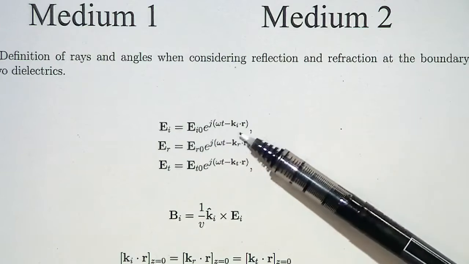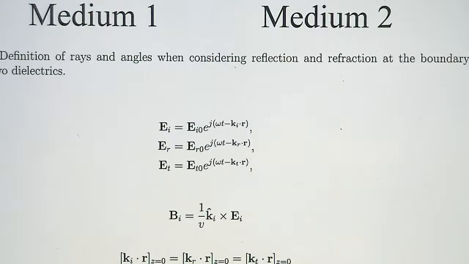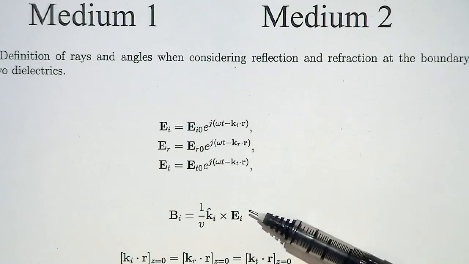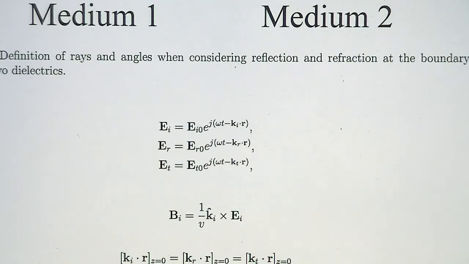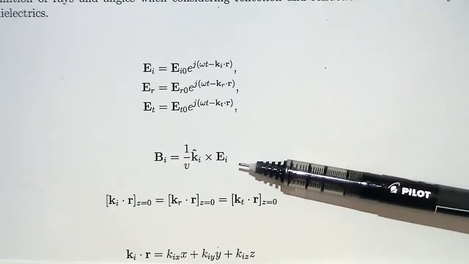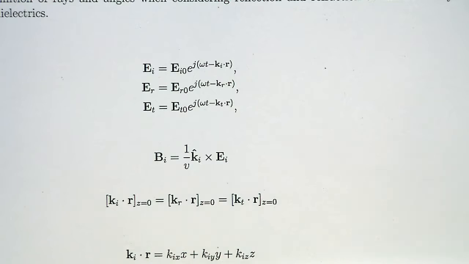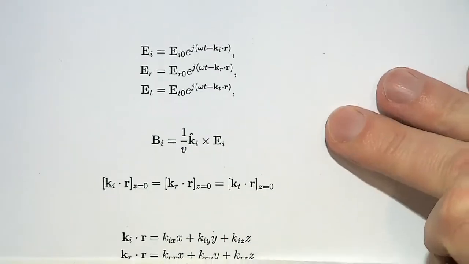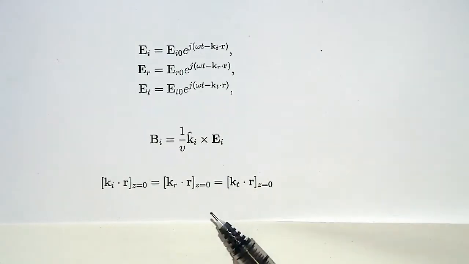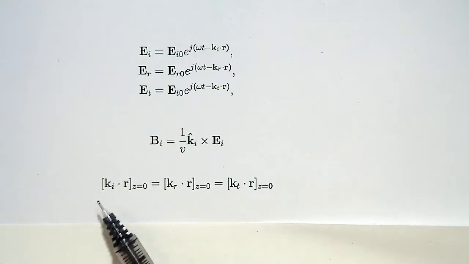There's a phase term, k_i dot r for the incident wave, k_r dot r for the reflected one, and k_t dot r for the transmitted one. And as usual, the magnetic fields for each component, incident, reflected, and transmitted, are related to each other in the normal way, where we just note here that k-hat is the unit vector in the direction. Now, at the boundary, we made the statement that because the wave is oscillatory, the electric field is a function of time. We're all going up and down at the same frequency, so they must match at any given moment throughout the cycle of that wave. So therefore, the phase must be the same at the boundary for each of the components. They must all be equal to each other. Okay, that's what this statement here says.